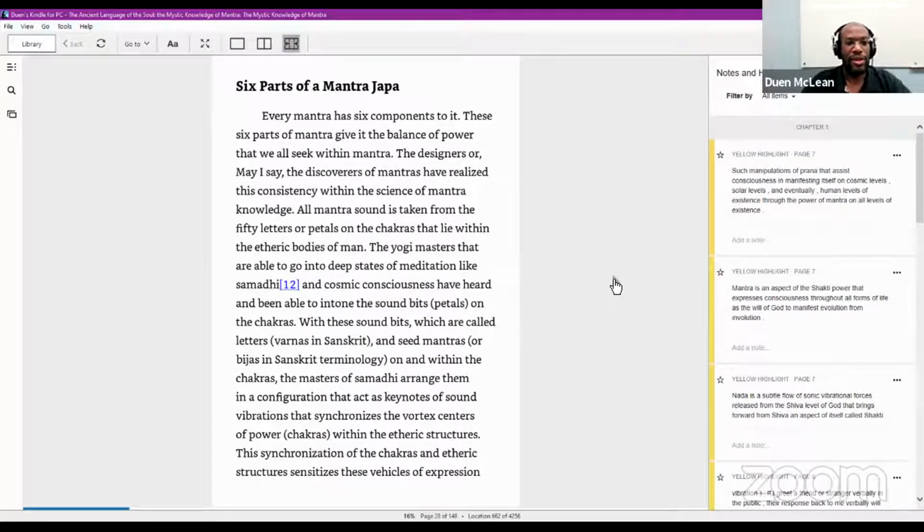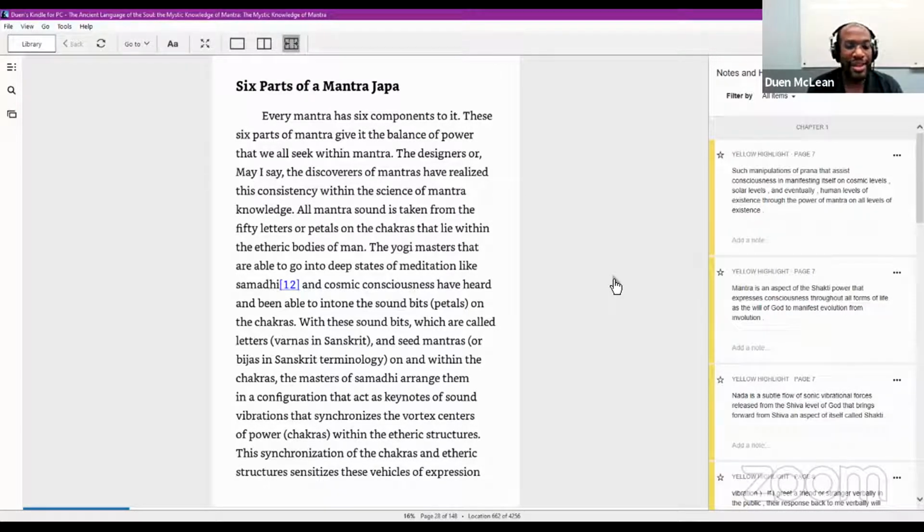Okay. The 6 parts of a mantra japa. Every mantra has 6 components to it. These 6 parts of mantra give it the balance of power that we all seek within mantra. The designers, or may I say, the discoverers of mantras, have realized this consistency within the science of mantra knowledge.